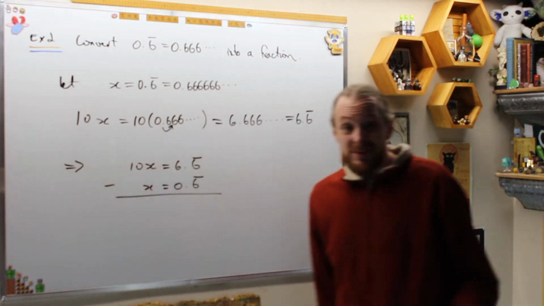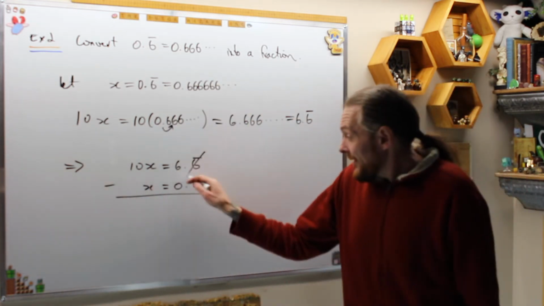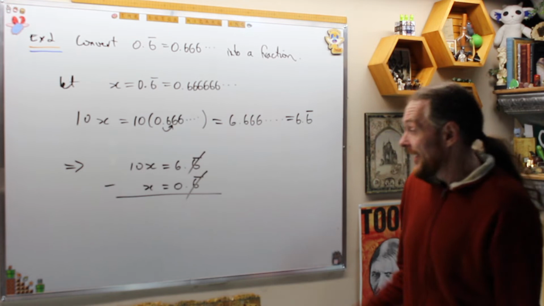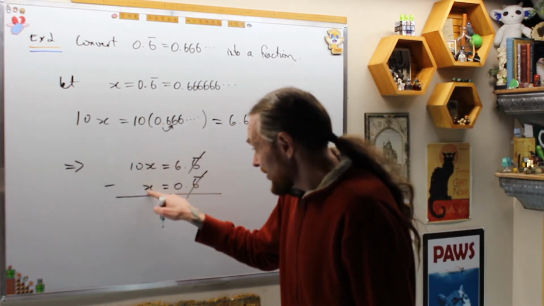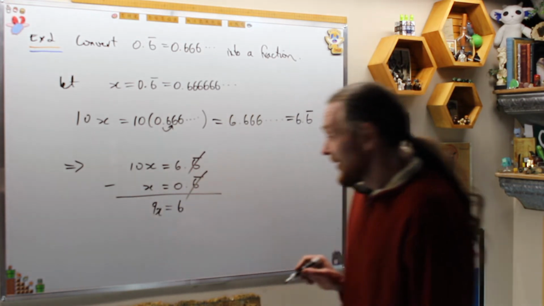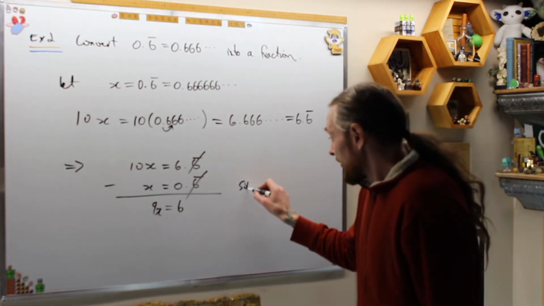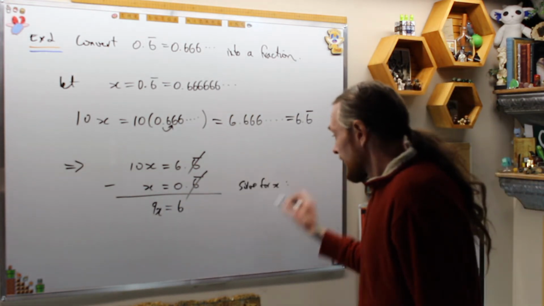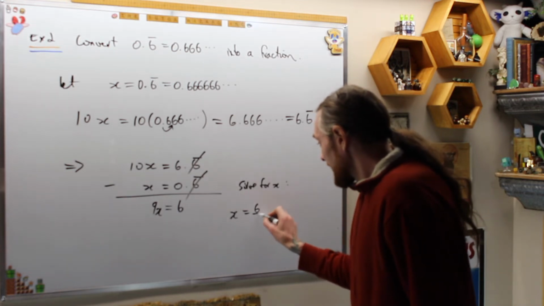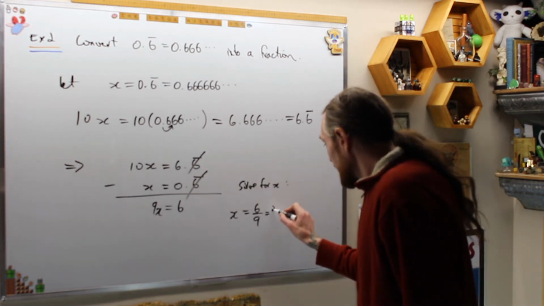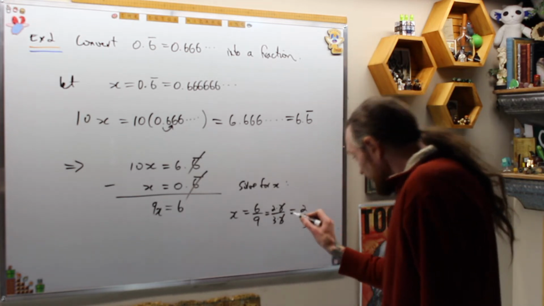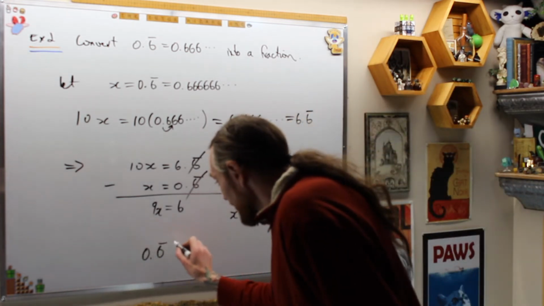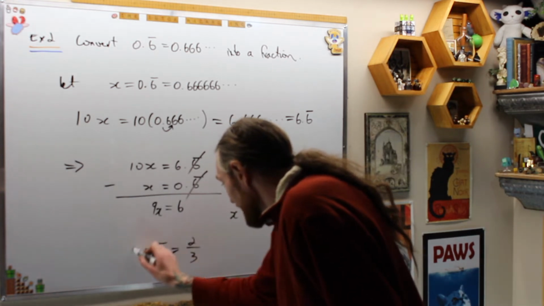If I line them up and subtract now, I see that the infinitely many 6's go away, and I'm going to get 6 minus 0 is 6, equals 10 minus 1 is 9 x's. Solve for x. I'm going to get x is equal to 6 over 9, which is 2 times 3 over 3 times 3, cancel, which is 2/3. So 0.6 repeating is the fraction 2/3 in lowest form.